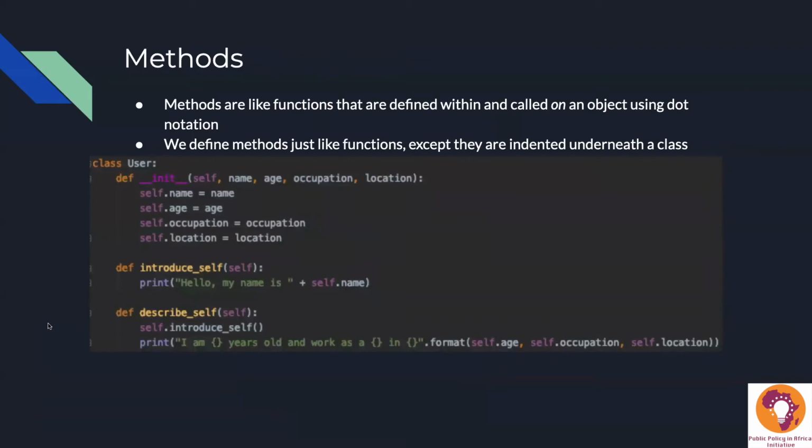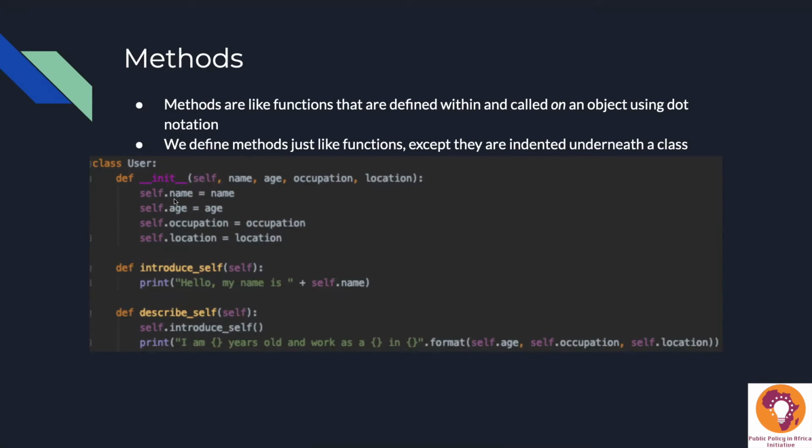So methods. Methods are like functions that are defined within and called on an object using dot notation. We define methods just like functions, except they are indented underneath a class. So here I've created a class and I've called it user. In my user class, I have my init method or function here. My init accepts, of course, the self argument, we'll talk more about that shortly, and then it accepts name, age, occupation, and location.